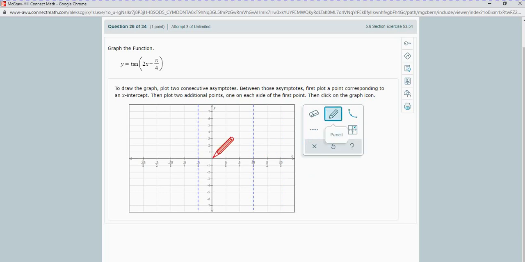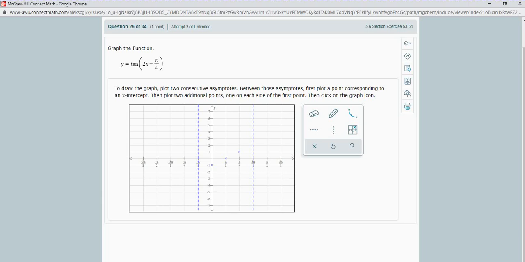Now we can plot our points. So our x-intercept was at pi/8, halfway between the 2 asymptotes. We had a point at 0, -1. We also had a point at pi/4 and +1. Now it's worth noting we were able to do everything with a pencil here. What if you weren't able to do that?